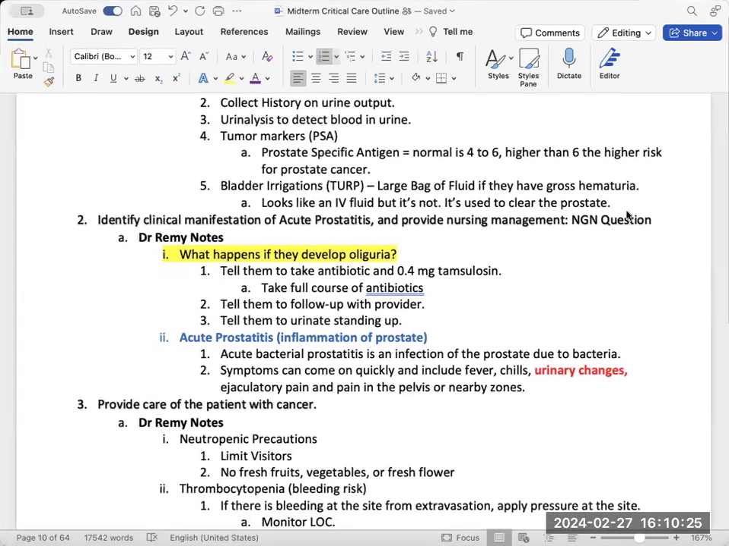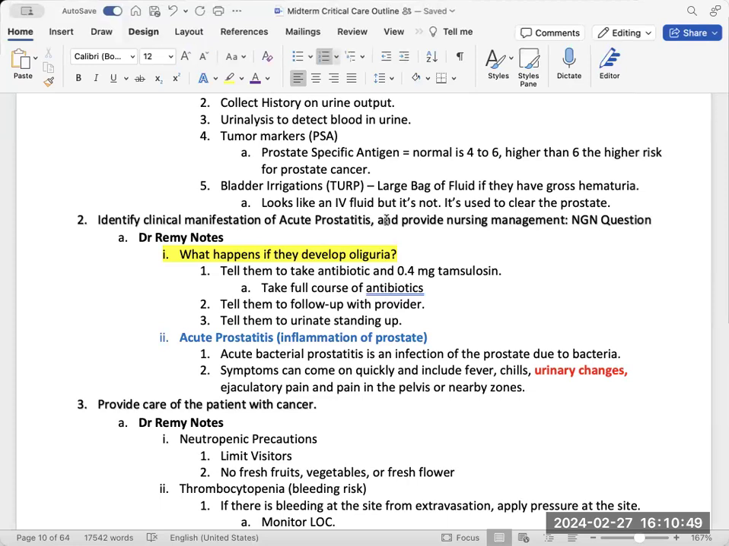Okay, so the next question I thought would make a lot of sense to do after is identifying clinical manifestations of acute prostatitis. I'm so sorry, that word was just not coming out. And provide nursing management. So if we talked about prostate cancer as a problem with blocking urinary flow, this is also a problem with the prostate, right?